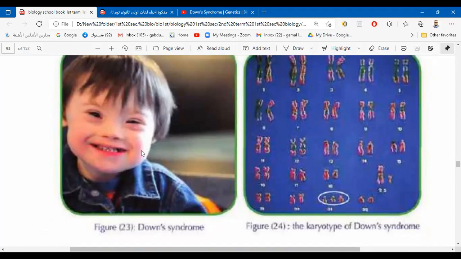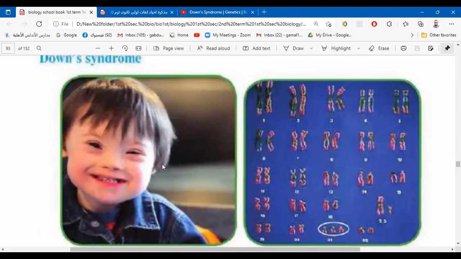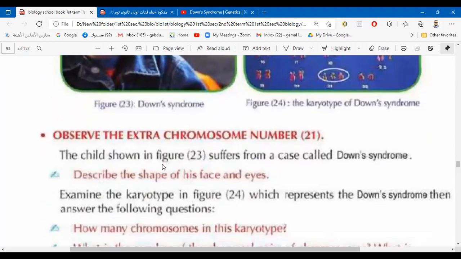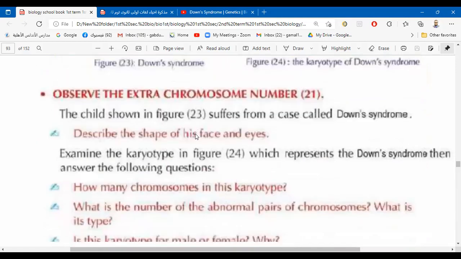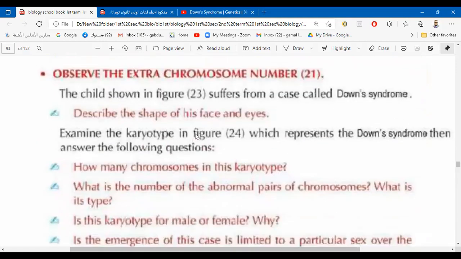Okay. Down syndrome has many complications due to the extra chromosome in pair number 21. What are the characteristics of this case, Down syndrome?